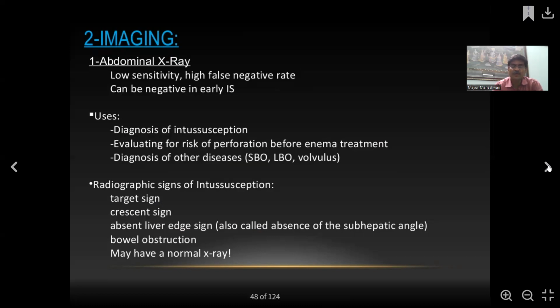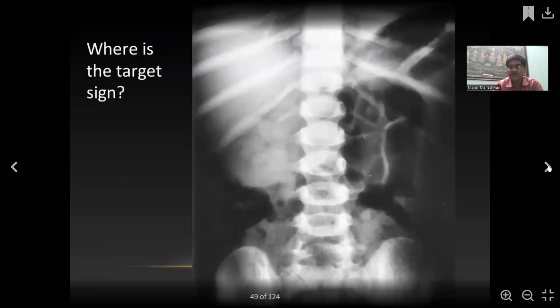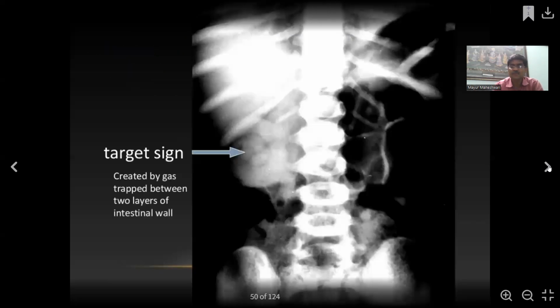Then there are features of bowel obstruction, and mostly you get a normal X-ray early. This is a plain X-ray. This is not very pathognomonic. Or sometimes you see a target-like picture. The target sign is created by gas which is trapped between the two layers of the intestinal wall, but this is more clearly seen on an ultrasound picture.